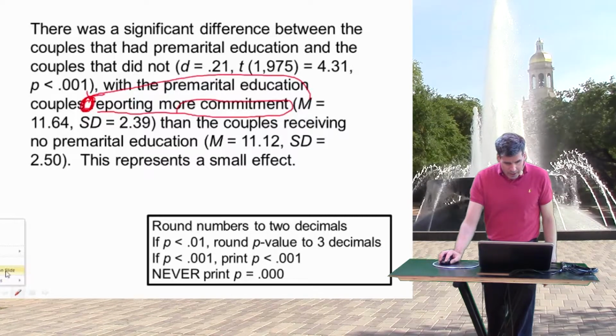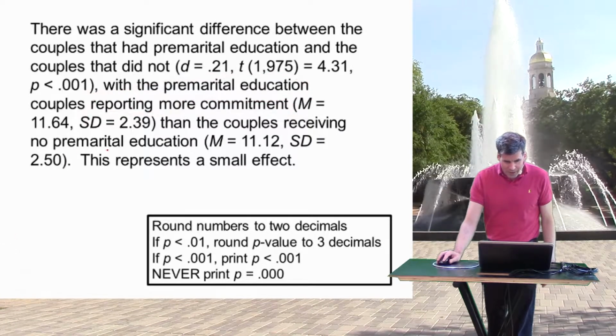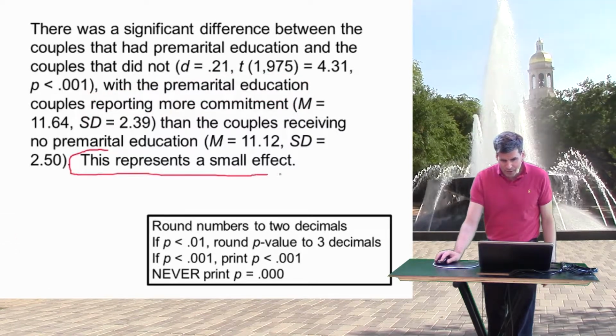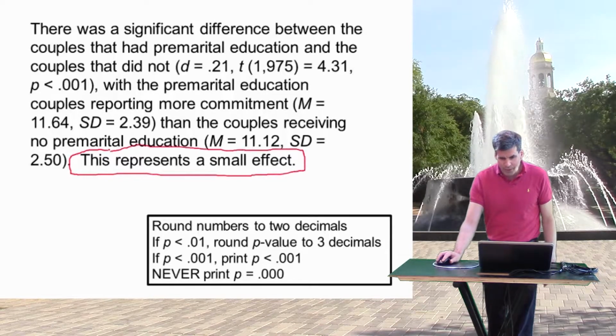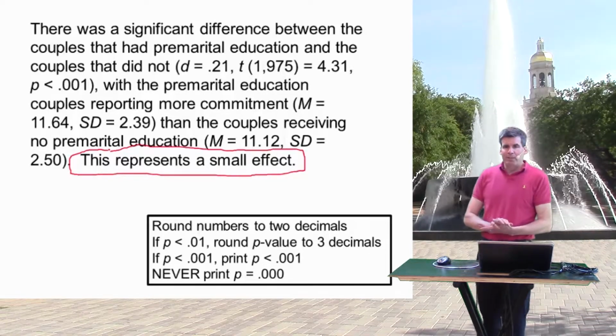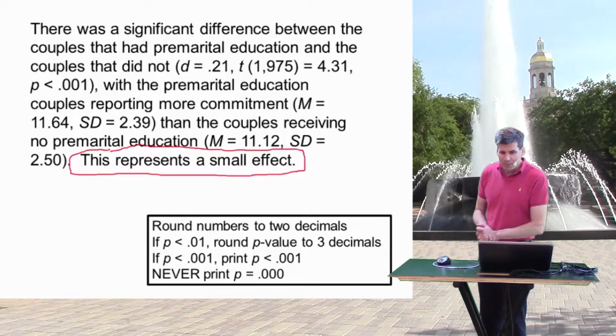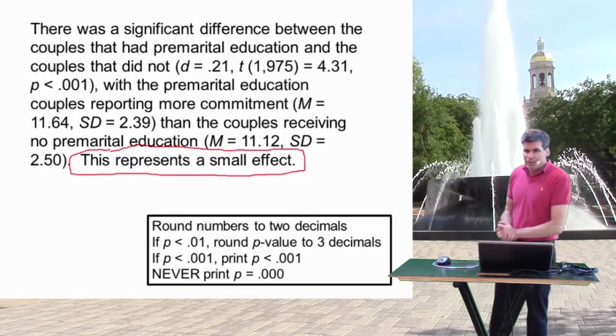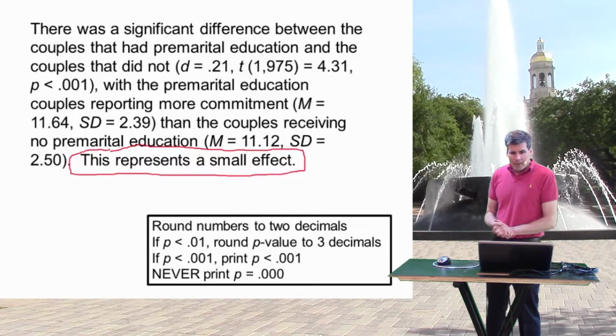Then we're ready for our last sentence, which is very short. We simply want to tell the reader what the effect was. Was it a trivial effect, small effect, medium effect, large effect? This represents a small effect. So simply tell the reader, interpret that effect size in terms of small, medium, or large.